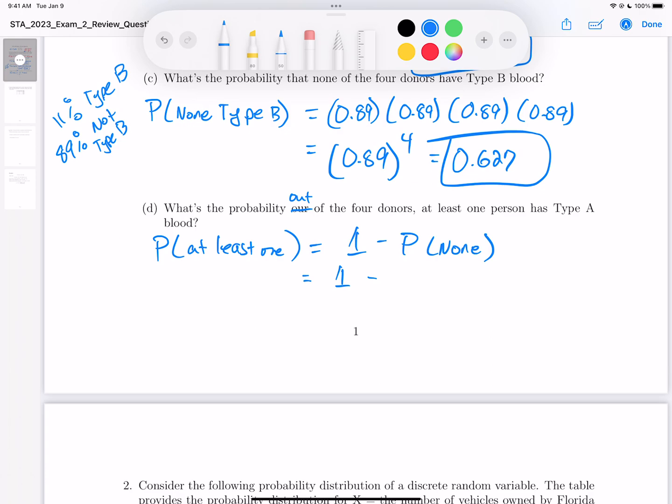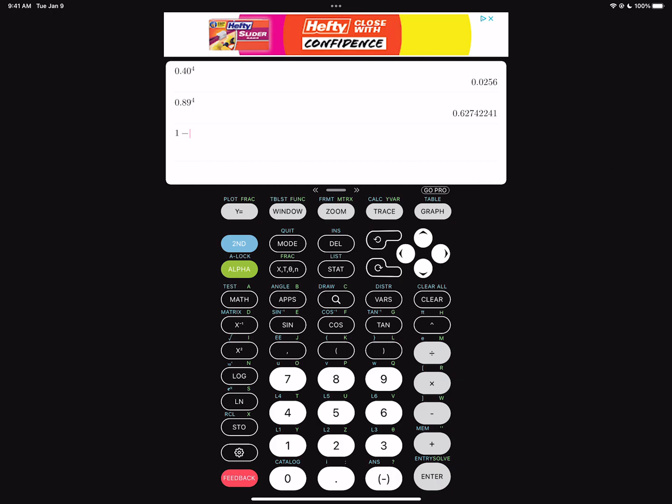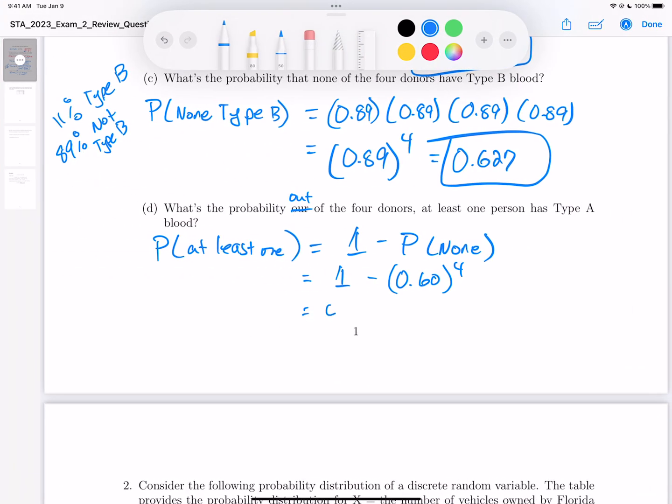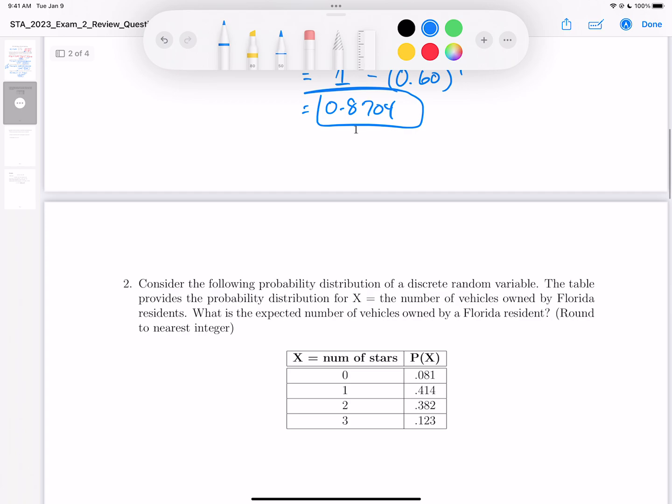So 1 minus the probability of none. If I don't want any of my 4 donors to have type A blood, it's going to be that 60%, 0.60, because I don't need them to have it, raised to the fourth power, because we have 4 donors. Let's see what that gets us. I'm going to do 1 subtract 0.60 raised to the fourth, and that gives us 0.8704. All right, so there's an 87% chance that at least one of our donors has type A blood. All right, moving along.